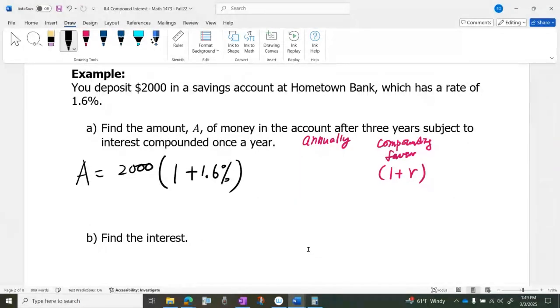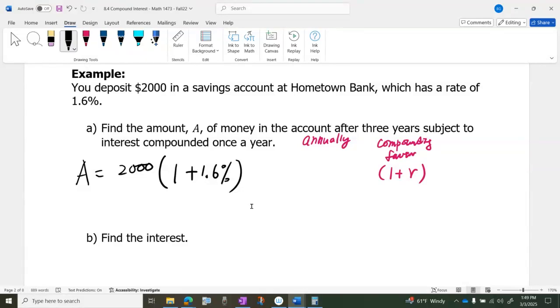Once a year, right? For how many times? It says after 3 years. We want to know the balance after 3 years. So how many times is the interest compounded over 3 years? Please type your answer. How many times is the interest compounded over the 3 years?